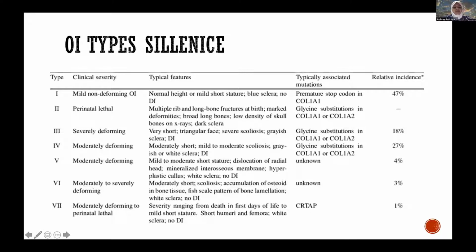Type 4 is similar to type 1, but they have moderate fractures and white sclerae. Type 5 highlights are the radial head dislocation and mineralization of the interosseous membranes. Type 6, where they are moderately short, they have scoliosis, and they have a hypertrophic callus when they heal. And type 7 is where it's usually severe with rhizomelic shortening, so short humeri and femurs, where they're usually misdiagnosed as achondroplasia.